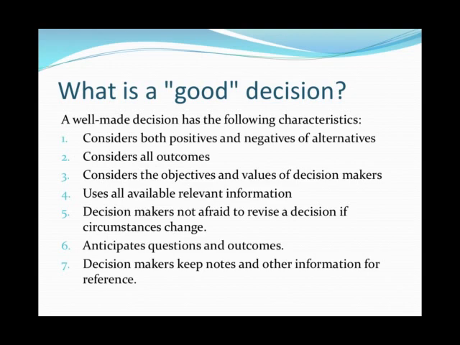Like, did I anticipate that I'm going to have to drive for 1 hour each way to get to Hashemite University? If I anticipate it, then I can start asking the question, how can I help solve that problem as much as I can? Do I drive with someone else? Is there a way I can take that has less traffic? And the last thing is that decision makers keep notes and other information for reference. So when I go back and think about whether I made the right decision, I can refer to the decision making process.